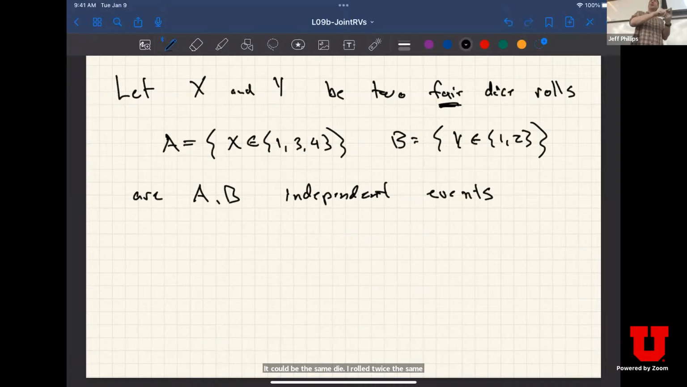Dice is plural, right? I keep messing this up. Dice is plural, die is the singular. So it could have been the same die I rolled twice, or there are 2 dice and I rolled one then the other, but they're both fair. Are the events A and B independent? How would you go about thinking about this? What's your strategy, without telling me the answer?